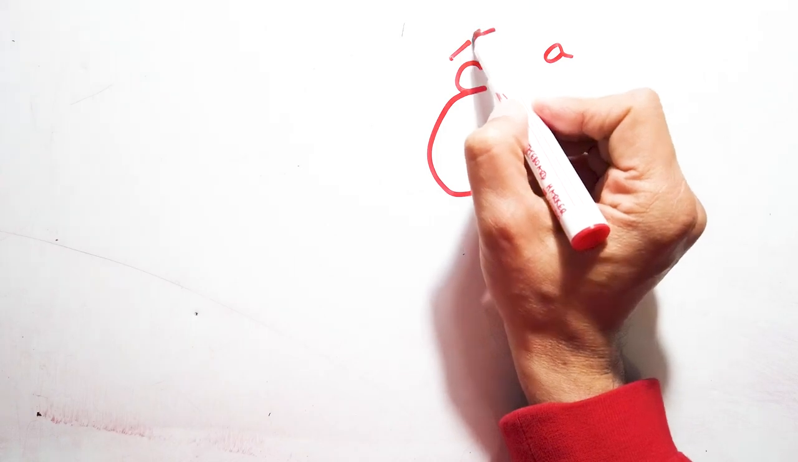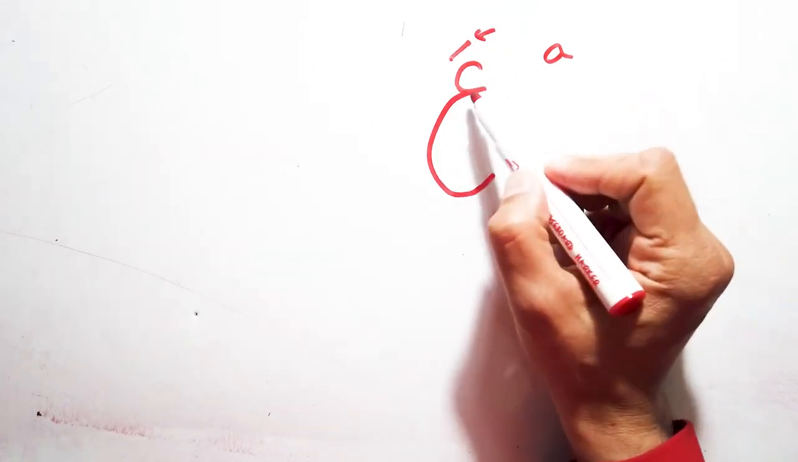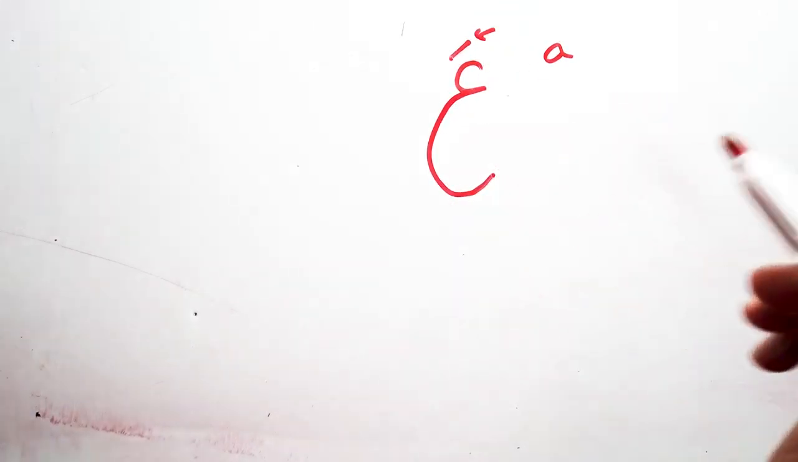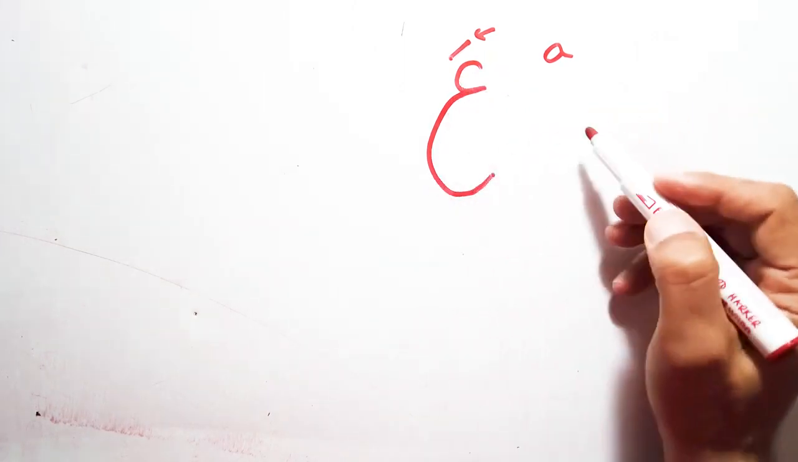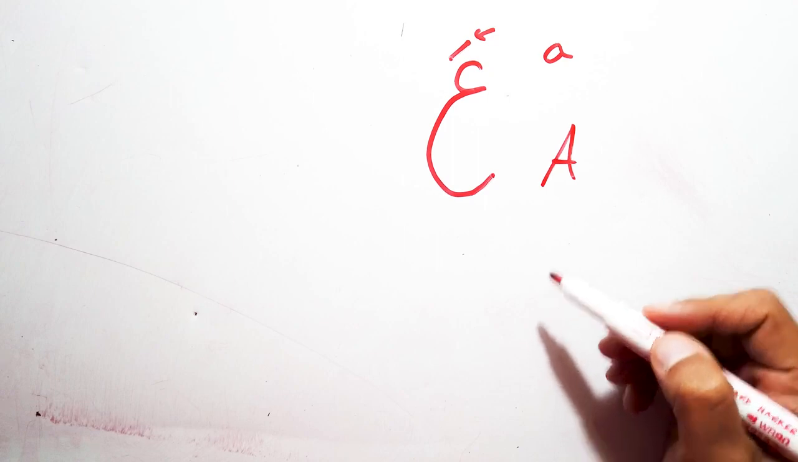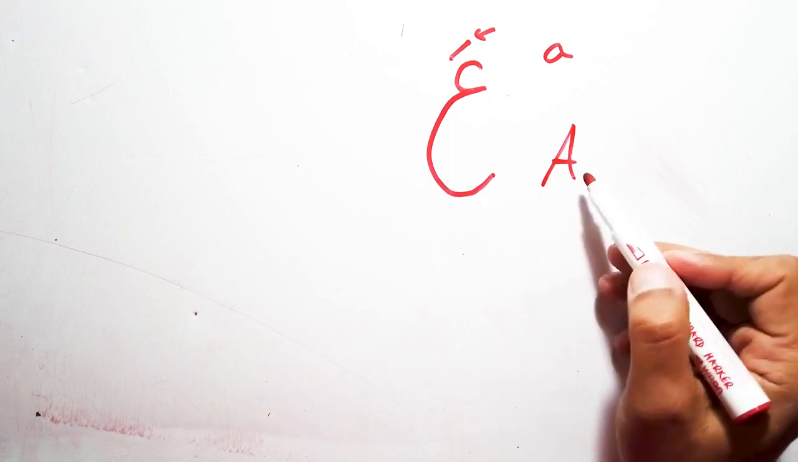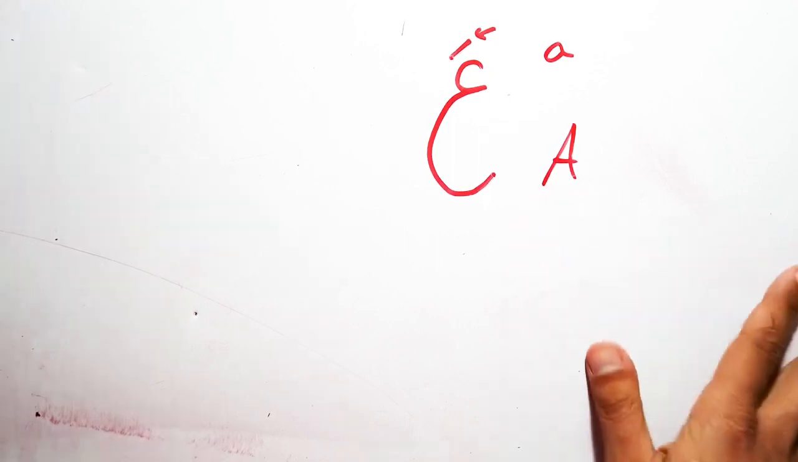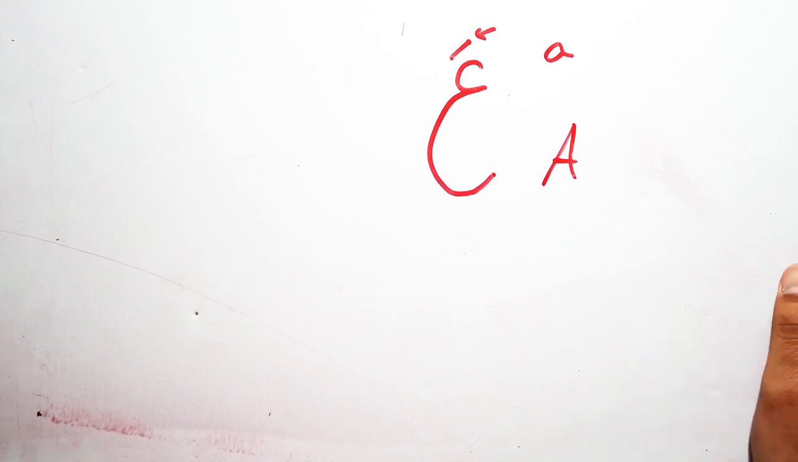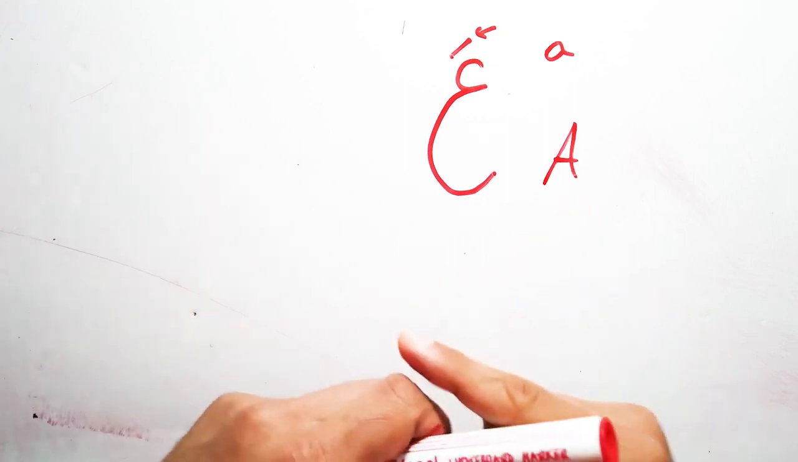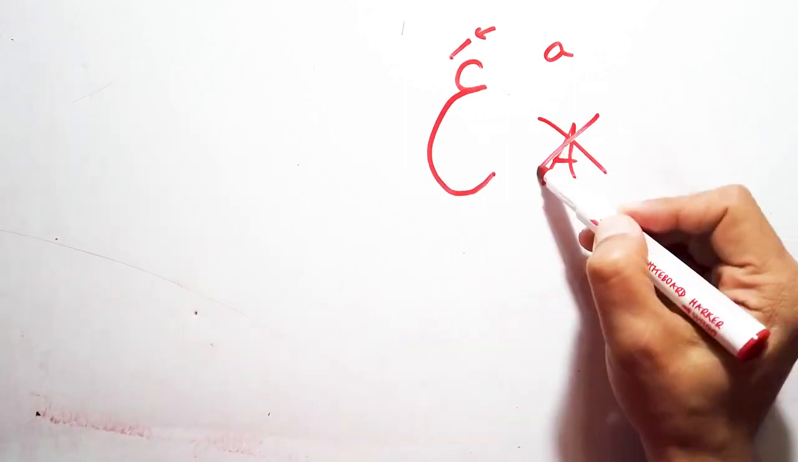Don't forget this mark on the top. It sounds like letter A in English. Many people get confused and pronounce this letter like letter A in English. For example, the word عامل, some people pronounce it like عامل. The correct pronunciation is عامل. But it does not sound like letter A, okay?